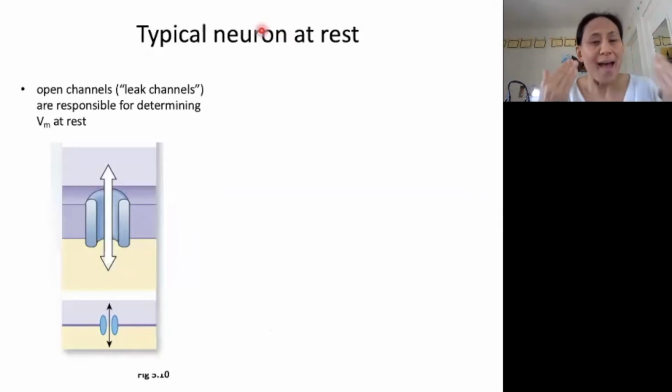Okay, so at rest, a typical neuron has a bunch of channels around that are open all the time, and we call those leak channels. This is just a diagram that shows a channel that's always open, and ions are going to be able to move across it at any time. And that's what's going to determine the membrane potential at rest.